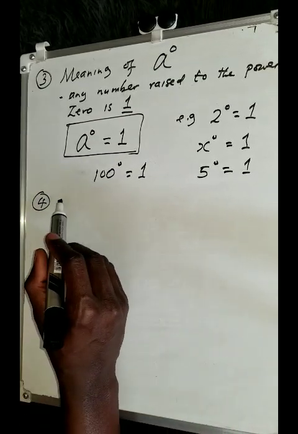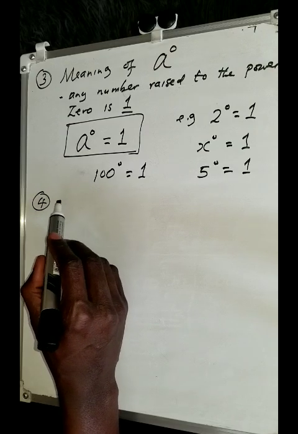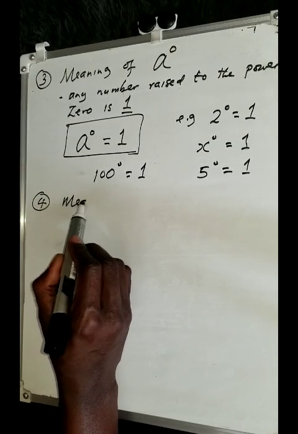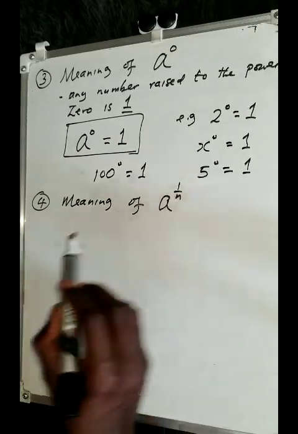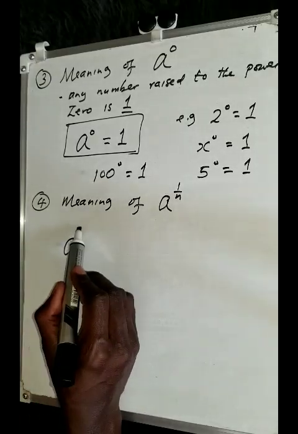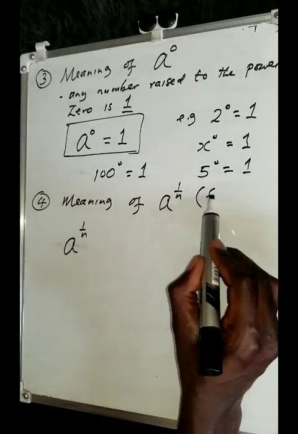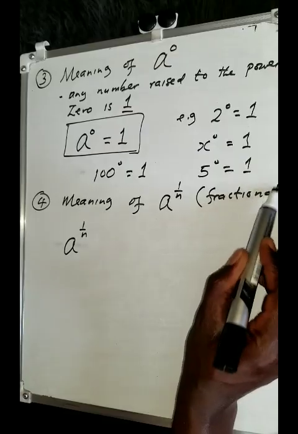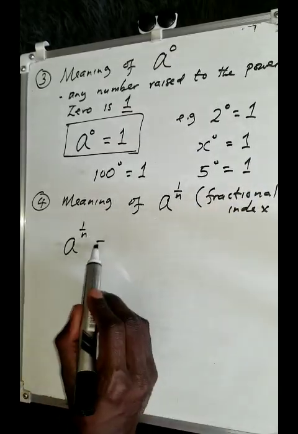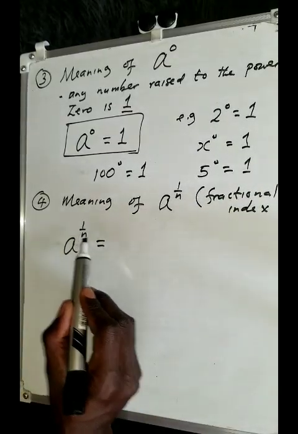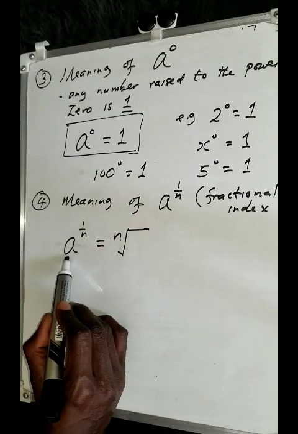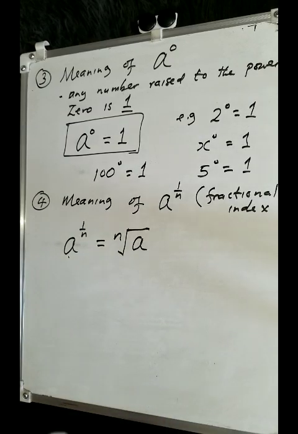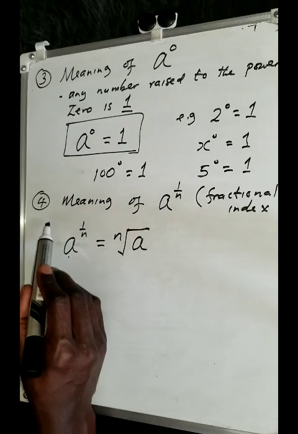Okay, again, we can also have a meaning. So maybe I can simply say the meaning of a raised to 1 over n. Suppose you have got a, the base, then raised to a fractional index. If it is a fractional index, this value at the bottom here becomes a root. So the base should be inside of the root that you have. Is it a square root? Is it a cube root? Is it another one? So now remember, this is the meaning of that.